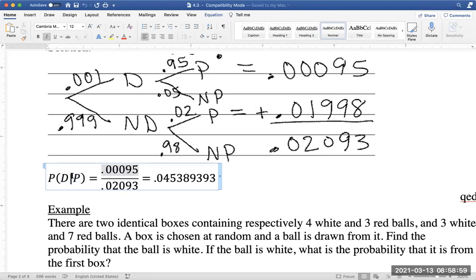The numerator, have the disease and test positive, is 0.00095. So divide that and you get 0.045389393. So if they test you and you test positive, you actually only have a 5% chance that you actually have the disease. It's not 95%, it's 4.5%. So it's much, much less than what they're arguing.